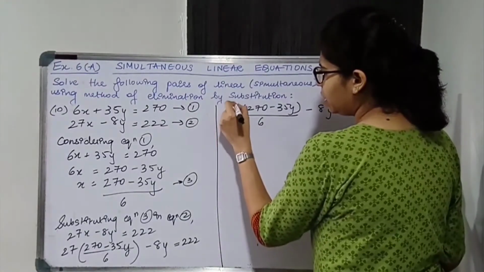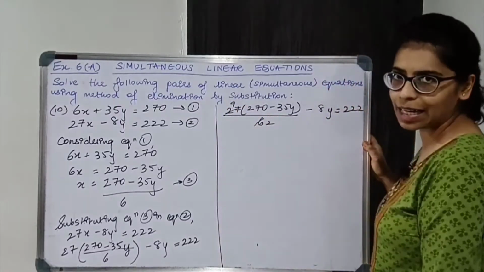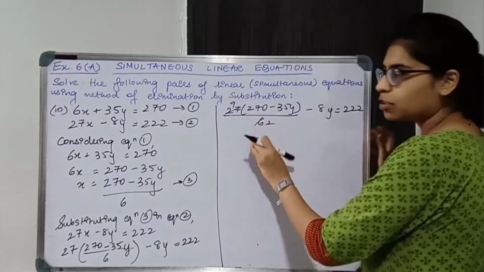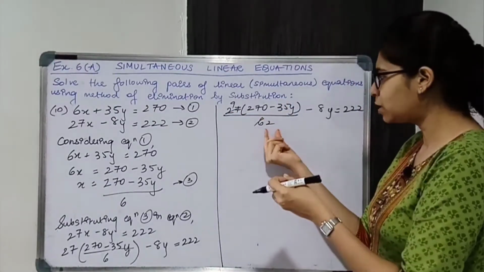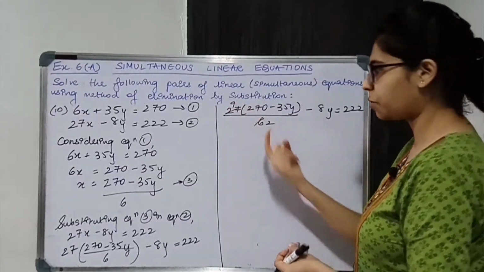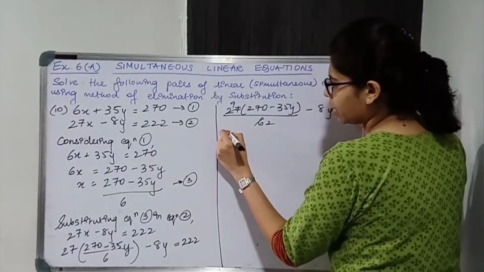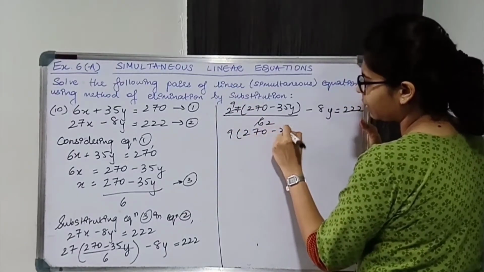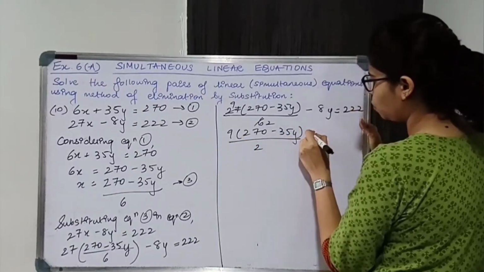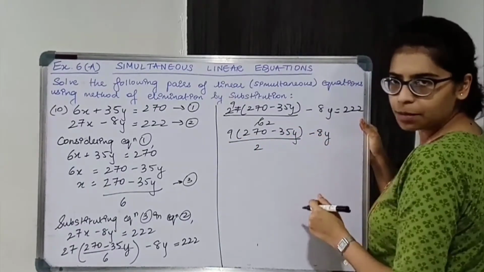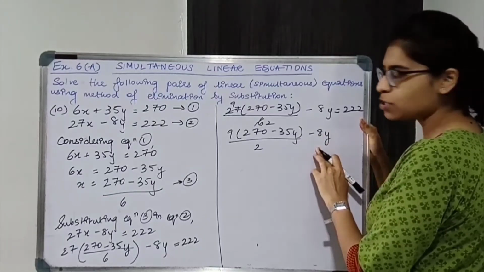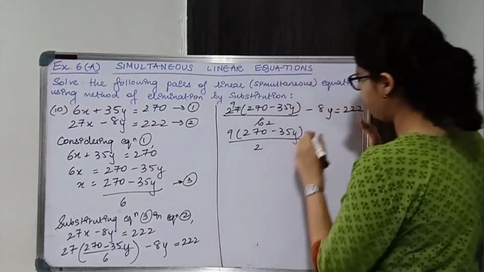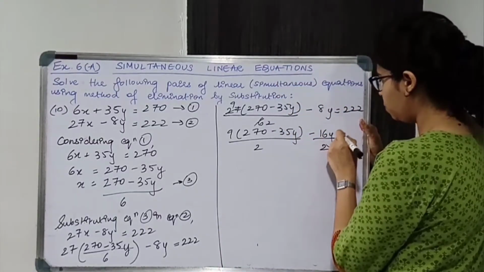So this will be 3 9s are 27, 3 2s are 6, I can cancel out. This is outside the bracket and this term is alone, there is no plus or minus sign, no other term with it, so I can cancel out. So this will become 9 into 270 minus 35y by 2. Let's take the LCM. Here we'll multiply and divide by 2, so we'll get the same denominator. So 8 2s are 16 by 2.